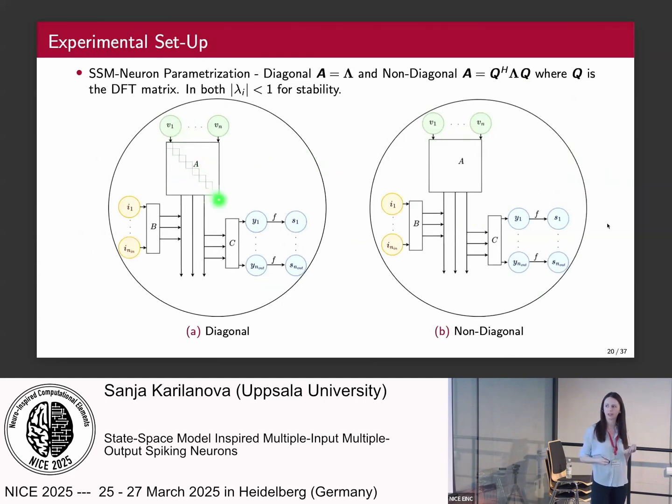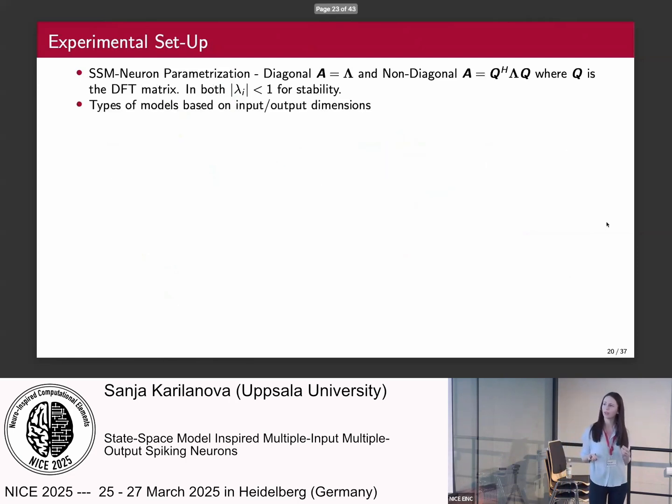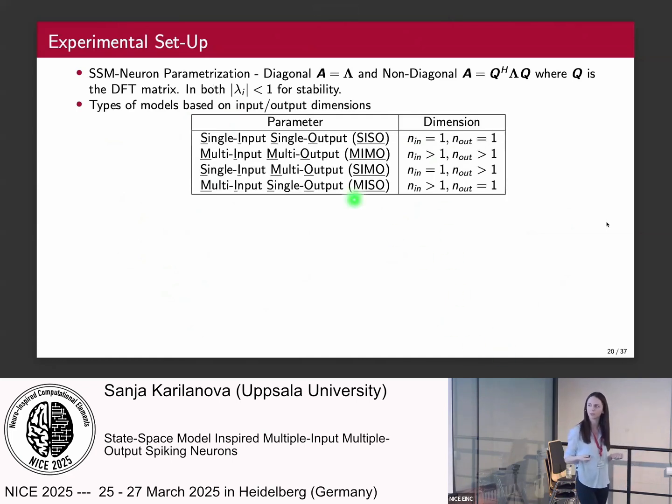So in the case when it's a diagonal, that means that when the hidden state or the state variables go through the state transformation, they are not coupled with each other, they're independent, while when we have a non-diagonal, their interaction is allowed. Another thing is that we will use different types of models based on the input and the output dimensions. And what I mean by this is that apart from the single input, single output and multi-input, multi-output that I talked about before in the previous slide, we will also use a hybrid of the two, which is single input, multi-output and multi-input, single output neurons.